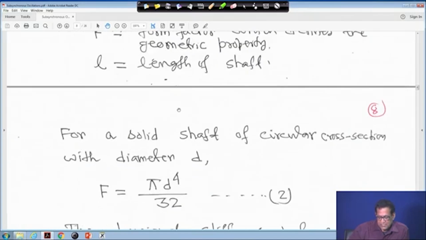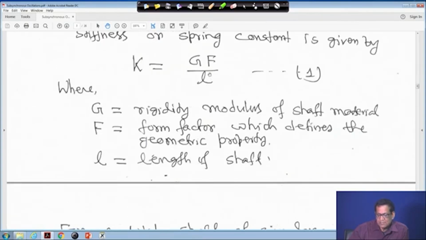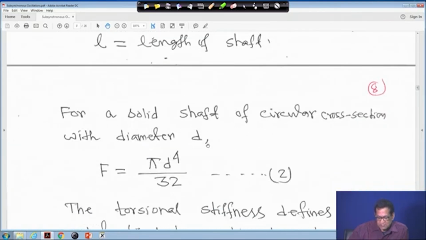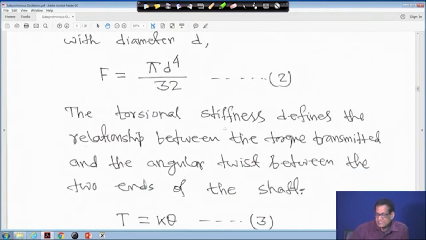Now, for a solid shaft of circular cross section with diameter d, F, the form factor which defines the geometric property, is equal to pi d to the power 4 by 32. This is equation 2. The torsional stiffness defines the relationship between the torque transmitted and the angular twist between the two ends of the shaft.